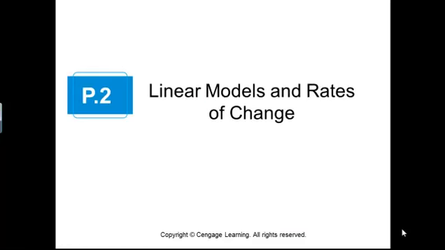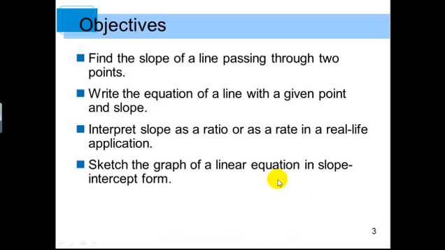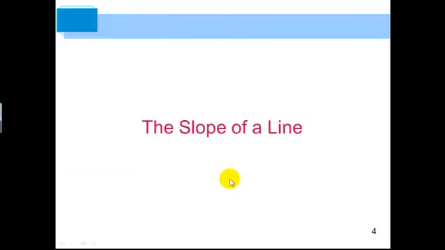Hi, what we're going to do today is check what linear models are and what that has to do with rates of change. So, a quick objective here: we want to find the slope of a line, use that slope to write the equation of a line, tell what the slope means in real life, and maybe follow that up with graphing.